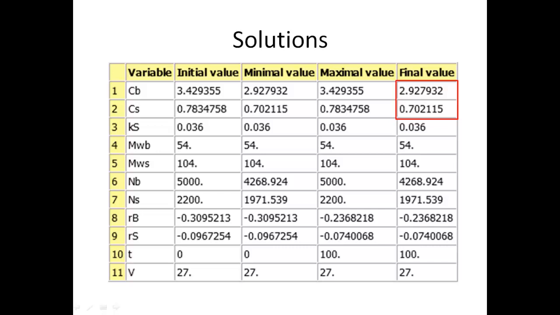The final concentrations of butadiene and styrene should be 2.93 kilomoles per meter cubed of butadiene and 0.70 kilomoles per meter cubed of styrene.